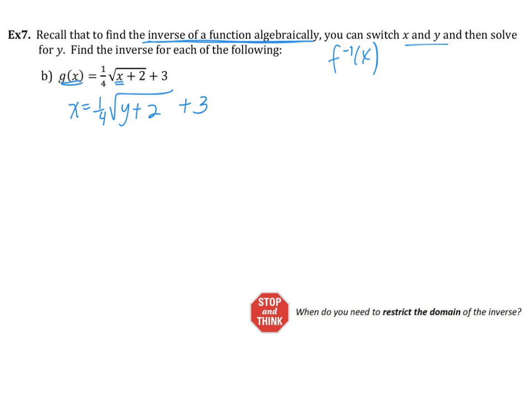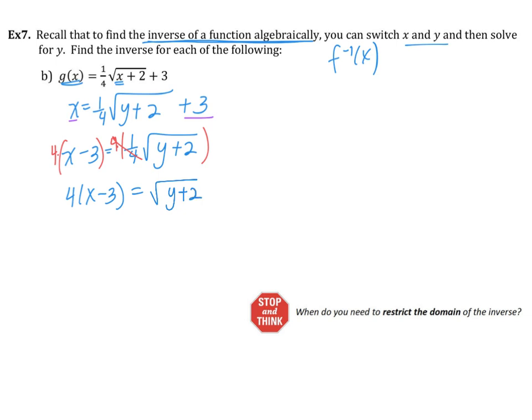Now I'm just going to solve, so I'm going to move my plus 3 to the other side. So I get x minus 3 equals 1/4 times the square root of y plus 2. Then to get rid of this 1/4, I need to multiply by 4, which means over here I need to multiply by 4. So on the left-hand side, I have 4 times x minus 3. On the right-hand side, I just have y plus 2.